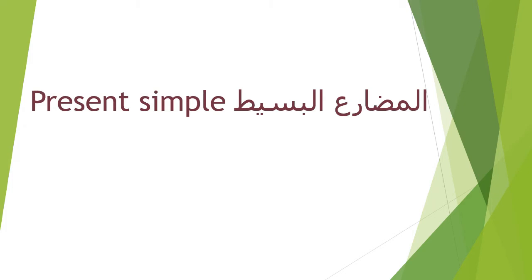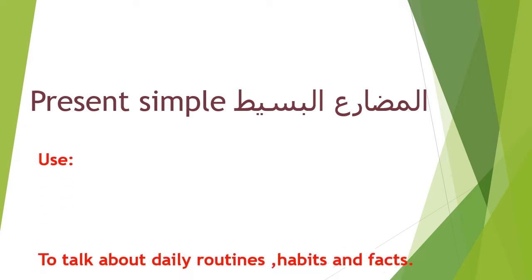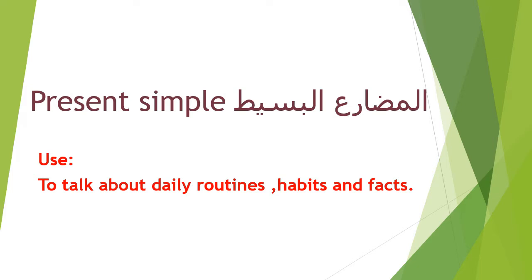Okay, our lesson today is present simple. Present simple means المضارع البسيط. The use of the present simple is to talk about daily routines, habits and facts. يعني إحنا بنستخدم المضارع البسيط حتى نحكي عن أعمالنا الروتينية. أنا شو بعمل كل يوم؟ عن يومي my day. عن عاداتي عادة habits and facts أو أي حقيقة علمية.